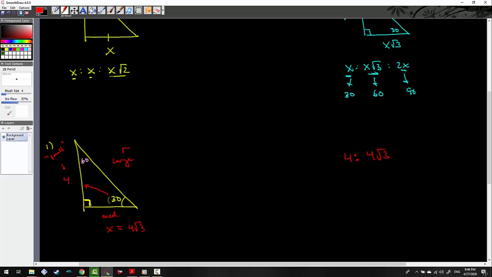Based on our ratios. And then the large side R is always double whatever the small side was. Well, what was the small side? The small side was 4, which means the large side has to be 8, because 2 times 4 is 8. So at the end of the day, your answer would be X equals 4 rad 3, and R would equal 8. And you'd be done.